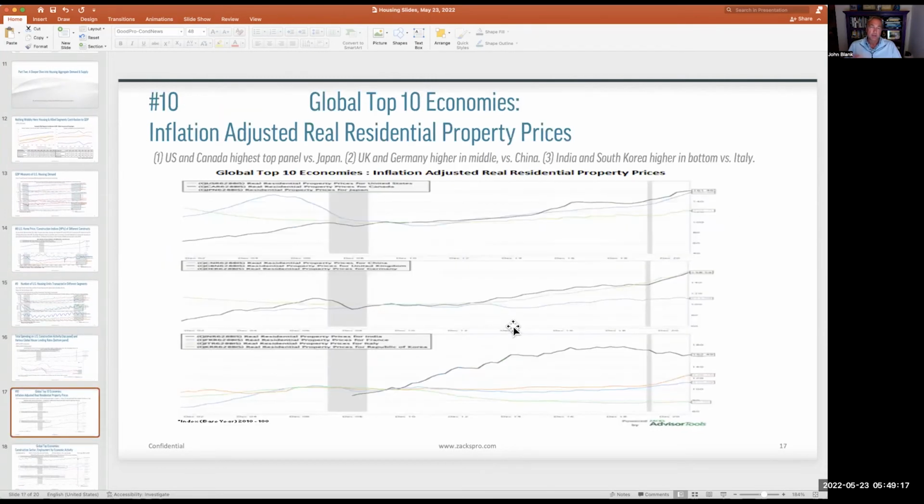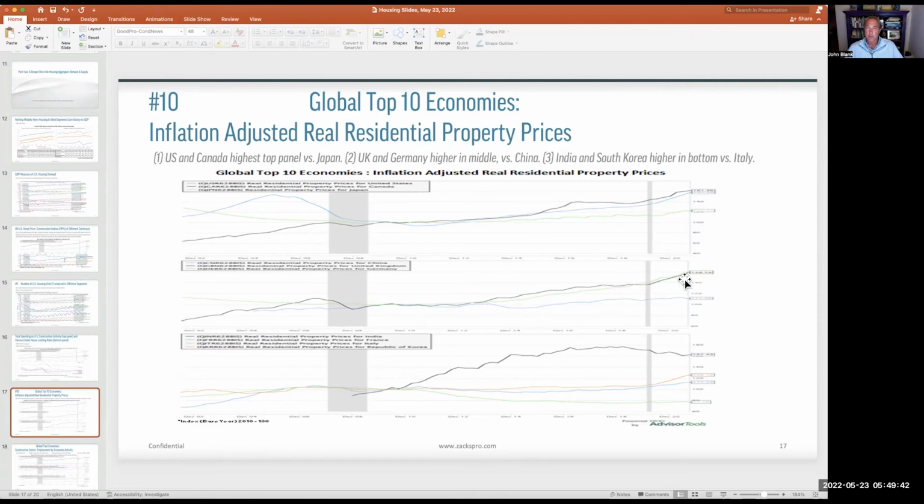So number 10, global top 10 economies. Taking a look around the world, and I'm looking at inflation adjusted real residential property prices. So US and Canada up here. You may not know this, but the Canadian market is every bit as overheated as the United States. That's what I wanted you to pick up here. Here we've got the UK and Germany versus China. And you can see, if you're worried about China, forget it.